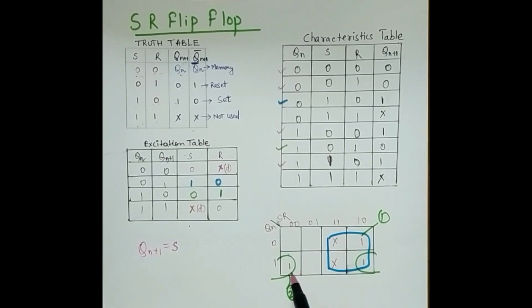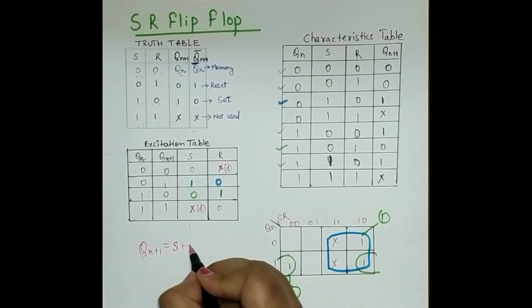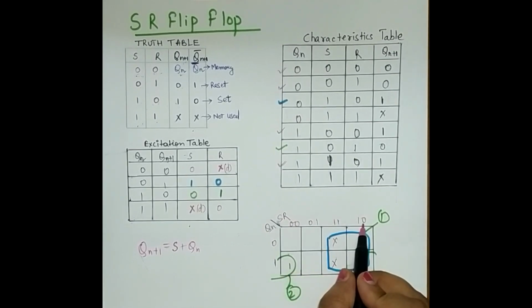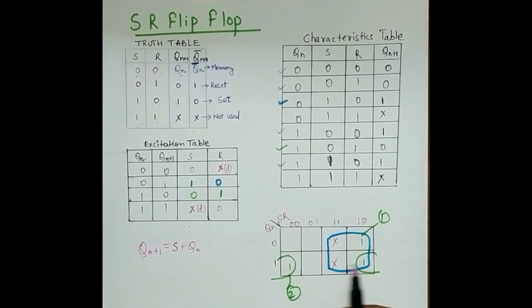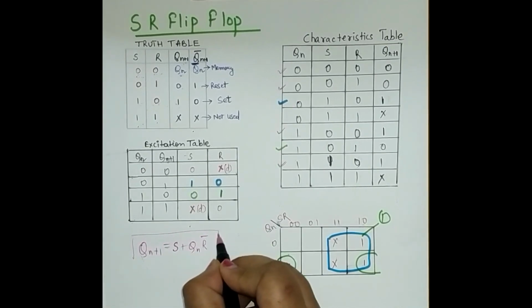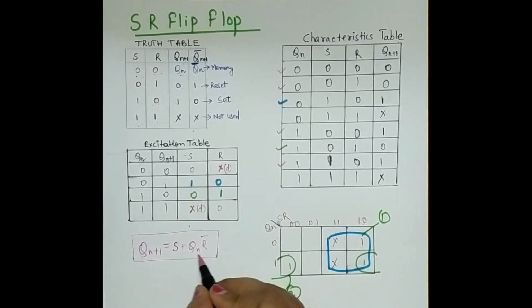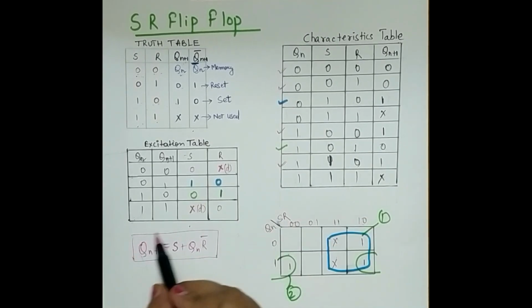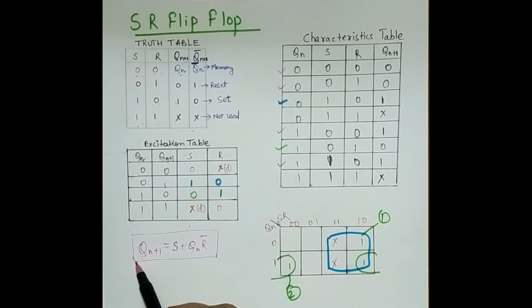Now let us see the second group. Okay, so for second group the value of Qn is constant because it is 1 in both the cells. Okay, then the value of S has changed, but the value of R is 0, 0 in both the cells. So it will be R complement. So this is my characteristics equation which we have derived from the characteristics table, and it is a very important equation because this will help you to find the next state value, because Qn plus 1 denotes the next state.